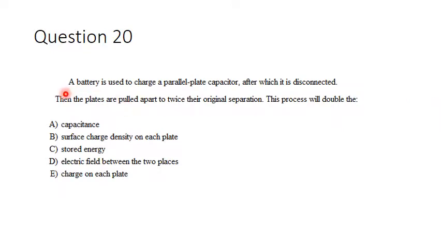Now, a battery is used to charge a parallel plate capacitor, after which it is disconnected. So the capacitor now is charged. Then the plates are pulled apart to twice their original separation. So we have increased the separation between the two parallel plates to double the value. This process will double what? Capacitance, the charge density on each plate, the stored energy, the electric field between the two plates, or the charge on each plate. Each one of them.